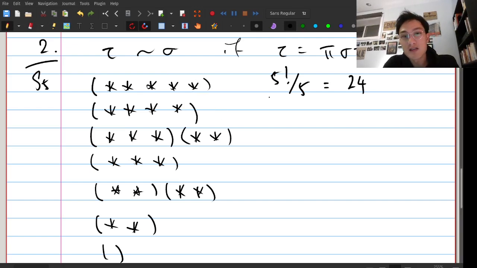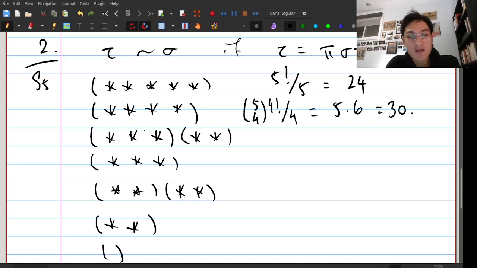Okay, so 4 cycles, it's the same thing. You can first choose the 4 numbers, 5 choose 4 different ways. Then you can permute them any which way you want, but every 4 rotations of them are going to be the same. So 5 choose 4 is 5, and this is 3 factorial, which is 6. So 5 times 6, which is 30.